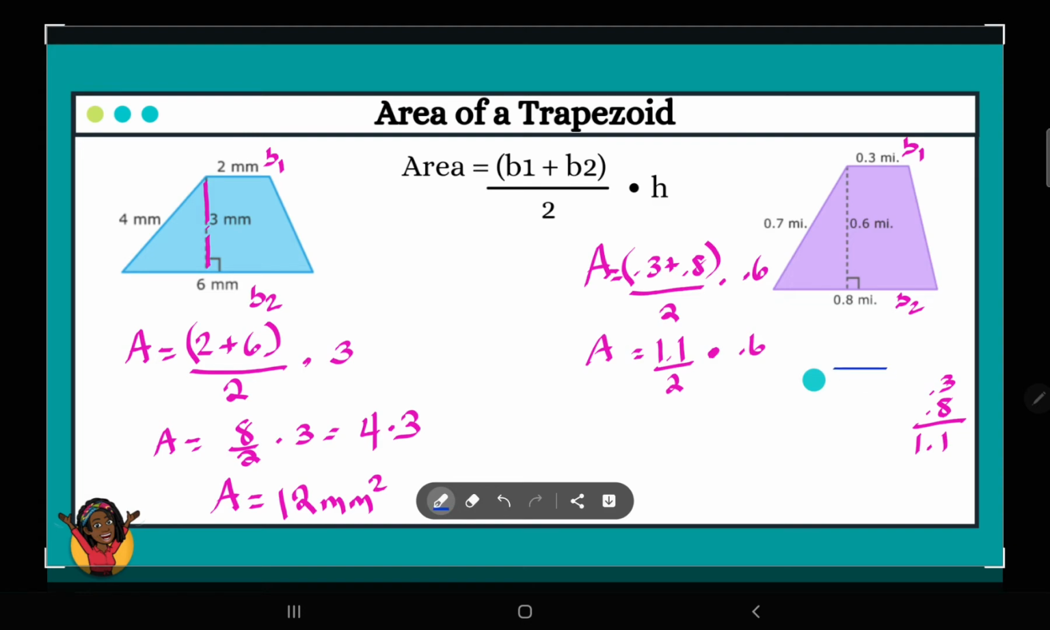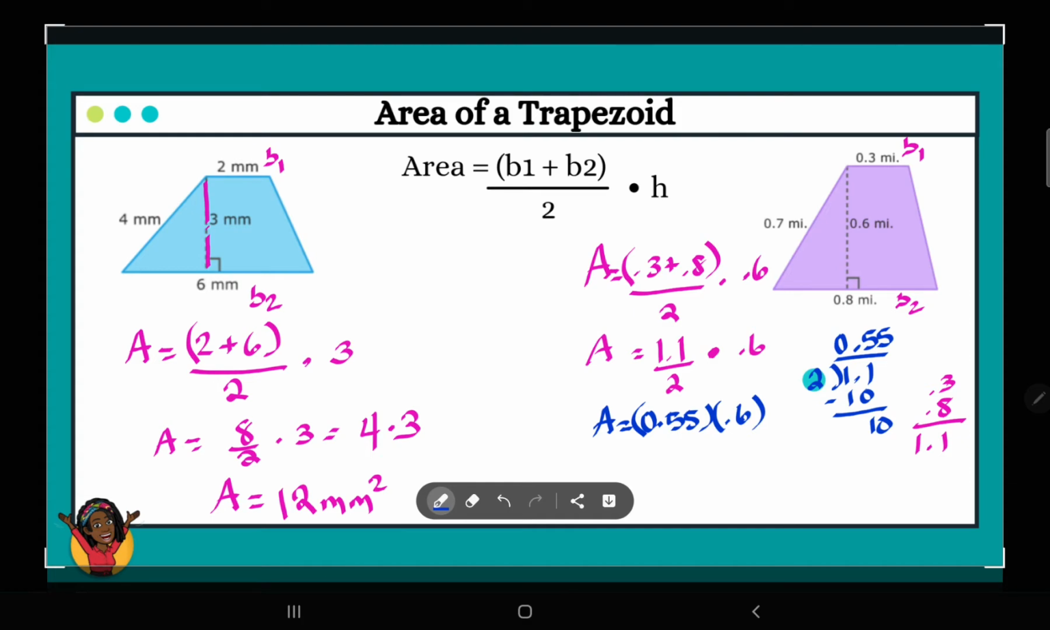Now when I'm dividing decimals, so I have 1.1 divided by 2. 2 cannot go into 1, so that's a 0. I'm going to put my decimal point up in my quotient. 2 can go into 11 5 times. 5 times 2 is 10. That leaves us with a remainder of 1. We add a 0. So 1.1 divided by 2 is 0.55. So here we have 0.55 times 0.6, which is our height.